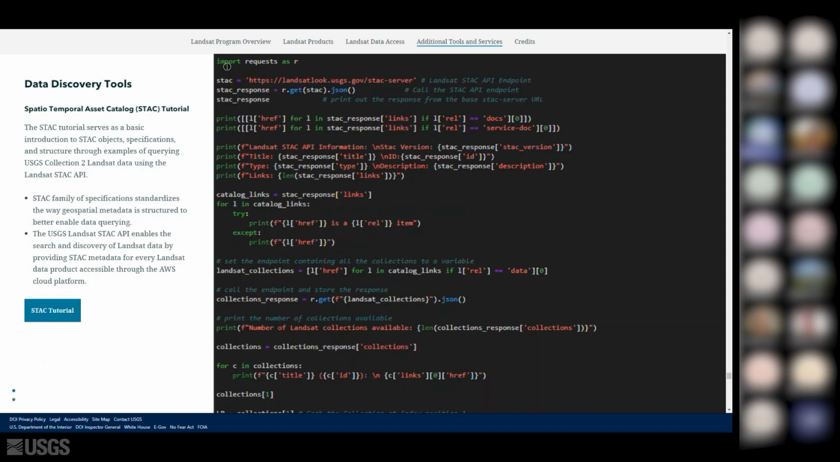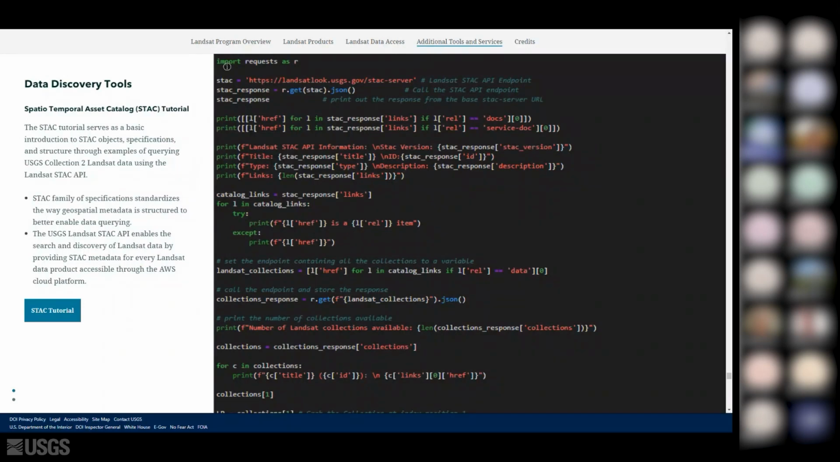So in addition to the more science-related tools we just talked about, we have some data discovery tools and tutorials you can check out. We'll start off with the STAC tutorial. First, briefly touch on what STAC is. So STAC, or Spatiotemporal Asset Catalog, is essentially a family of specifications that standardizes the way geospatial metadata is structured to help better enable data querying.